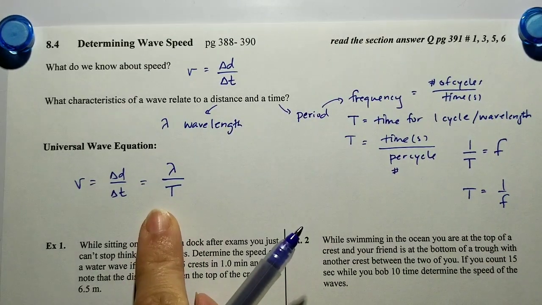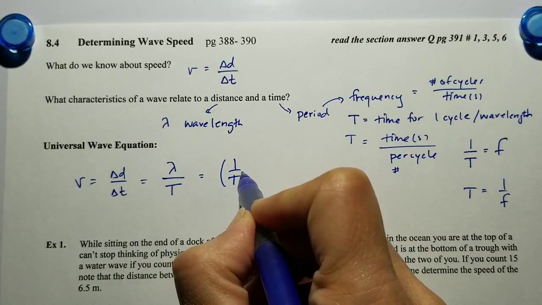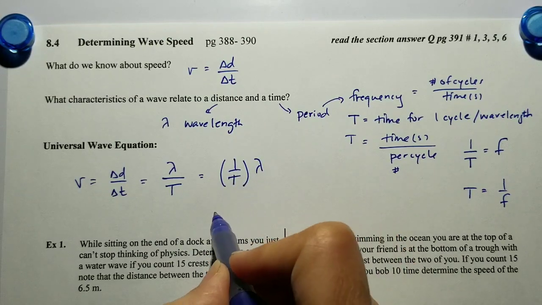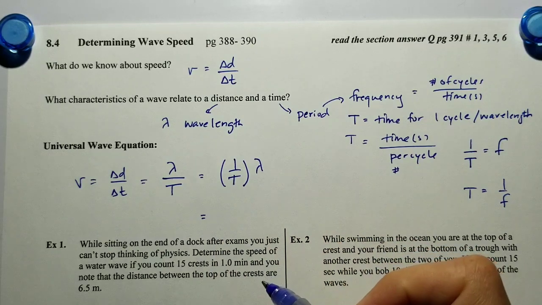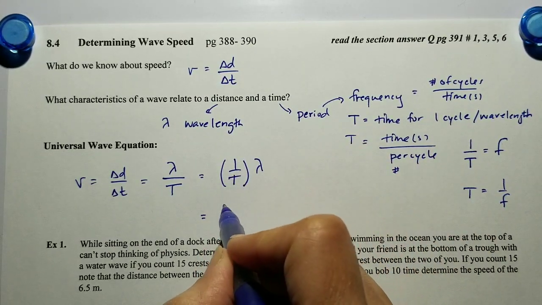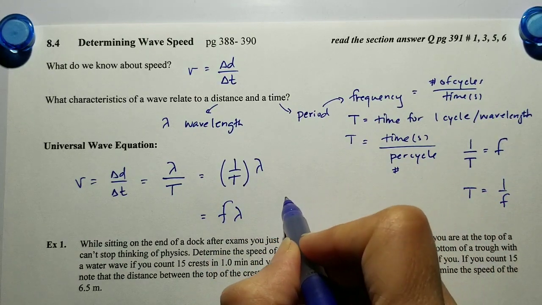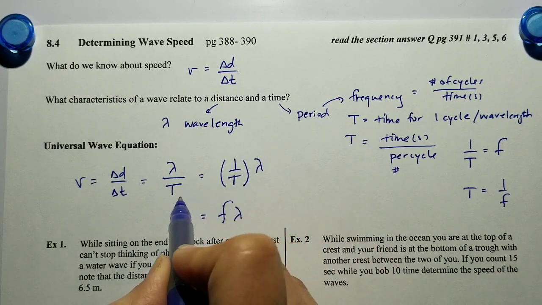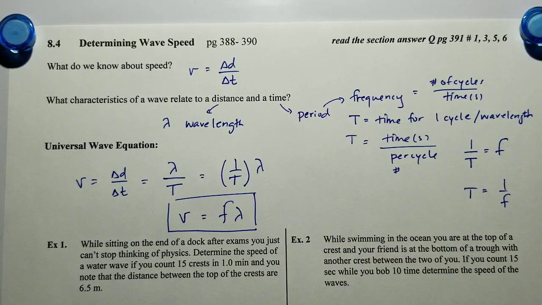So usually how you see the universal wave equation, if I factor out just so you can see, this is actually like multiplying lambda by 1 over T, which is period. I know it's a capital T, it's not temperature, it's a special unit of time. This 1 over is actually frequency. So the universal wave equation looks like this. Speed equals f lambda, or frequency times wavelength for the specific wave.